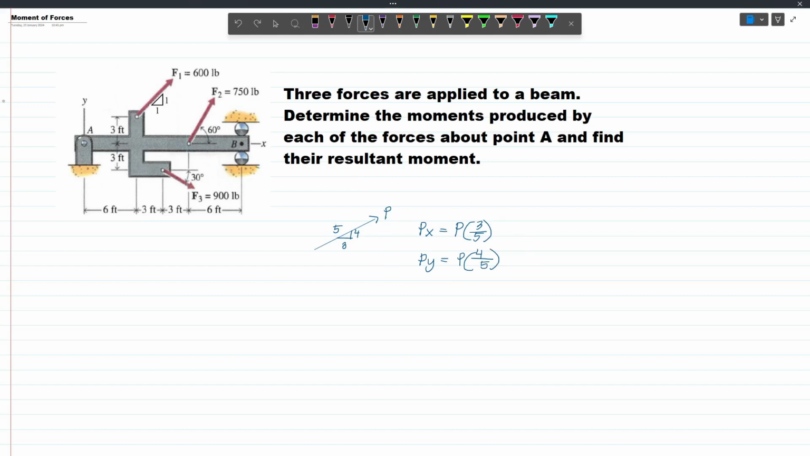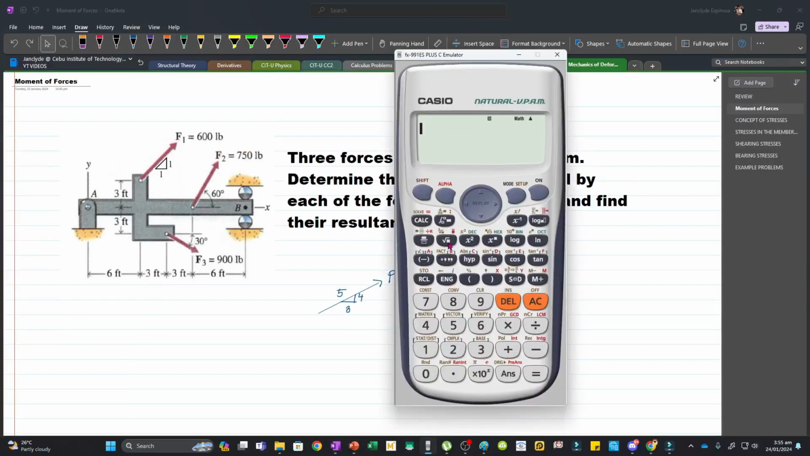And so for this load, we will actually first get the hypotenuse. Now, the hypotenuse will just be square root of 1 squared plus 1 squared using the Pythagorean theorem. And so we have square root of 2.